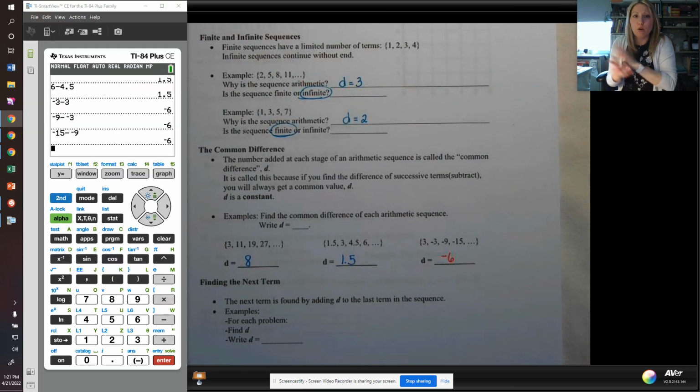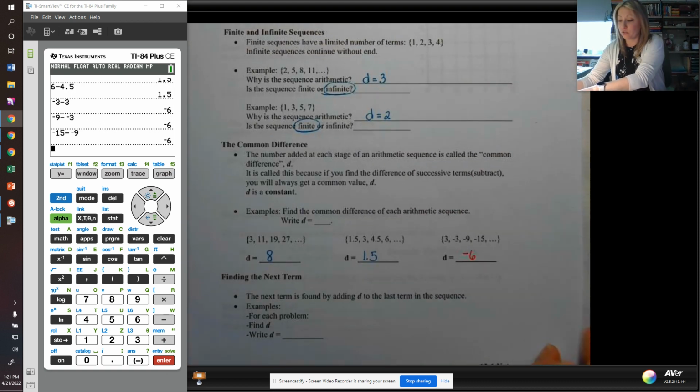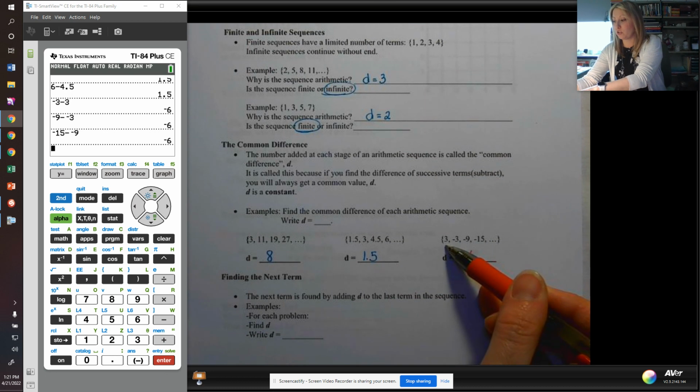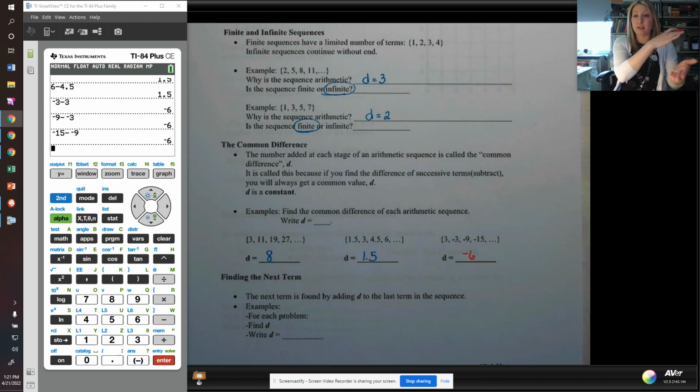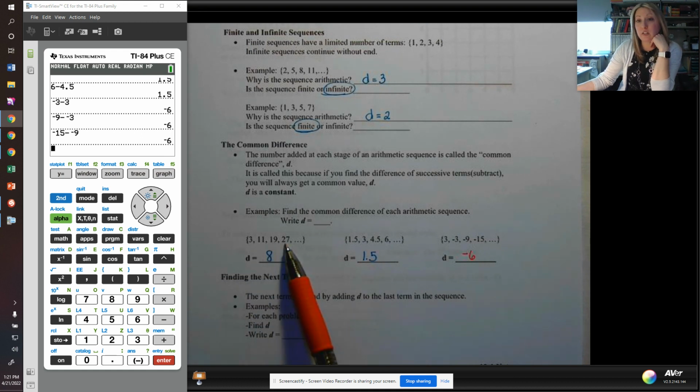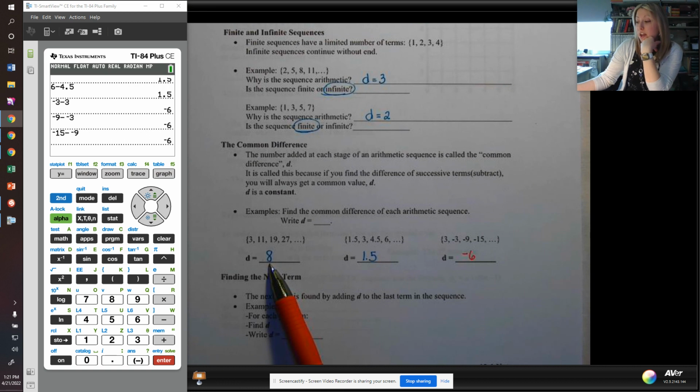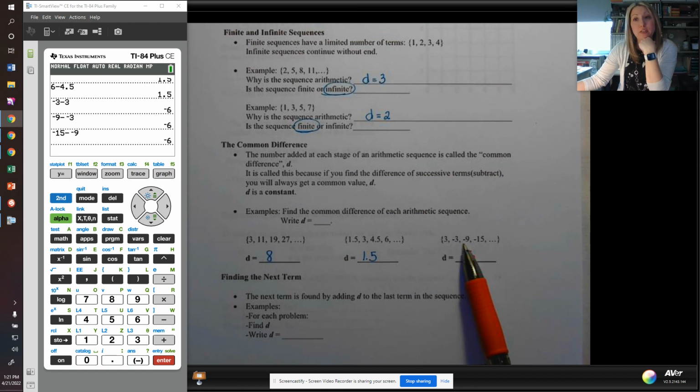Okay, welcome back. And hopefully you can see how I figured out my common difference here. Take the second term, subtract the first term, take the third term, subtract the second term, take the fourth term, subtract the third term, and every single time I got -6. So there's my common difference. You'll notice that if your sequence is increasing in value, your common difference is positive. And if your sequence is decreasing in value, your common difference is negative.